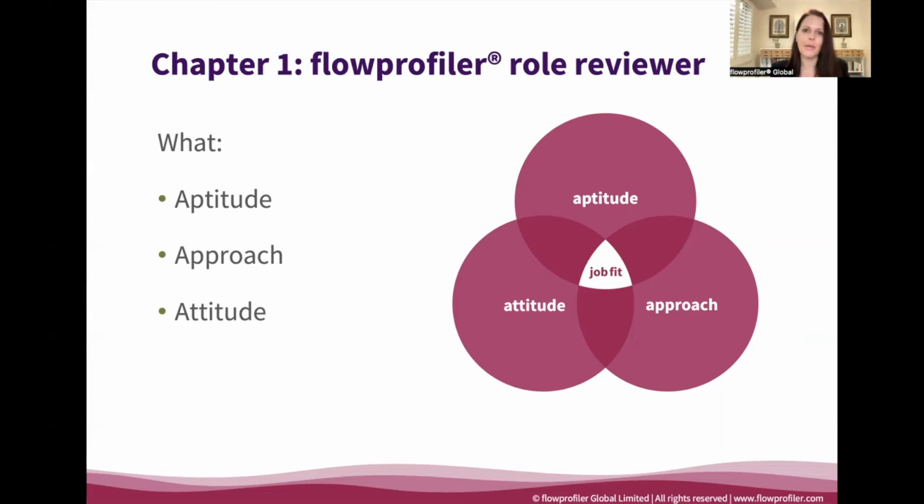And attitude is all about willingness to do the job. Are your candidates demonstrating self-awareness? Through that self-awareness, are they demonstrating self-regulation or self-management strategies? And are their values aligned? Are they working with the organisation or perhaps against the organisation?